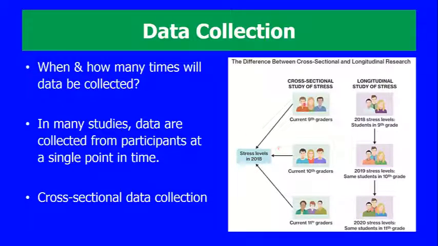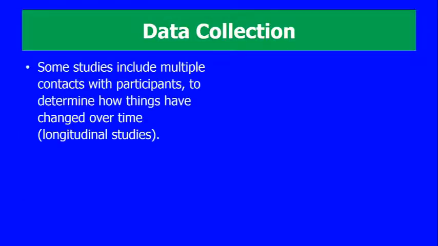For example, here we are studying the stress level, and you can see I have 3 groups: grade 9, grade 10, and grade 11. And I take all the information that I need from these groups at a single setting. And this is called what? Cross-sectional data.